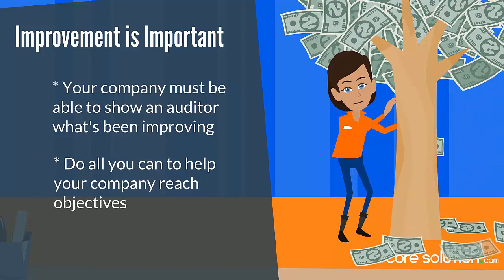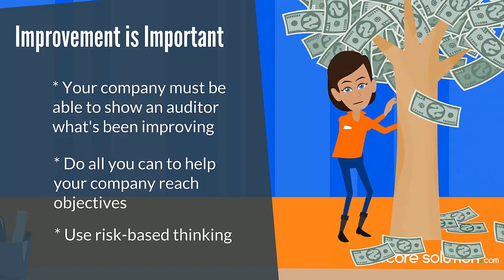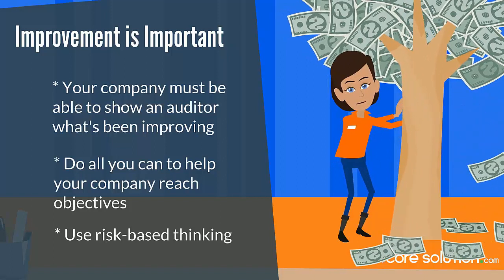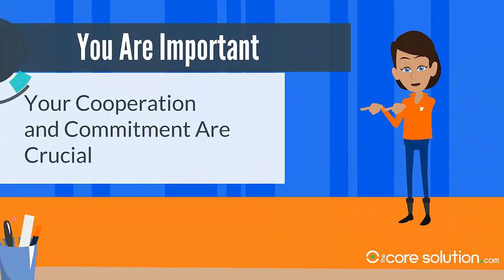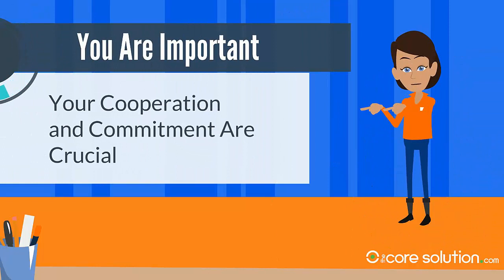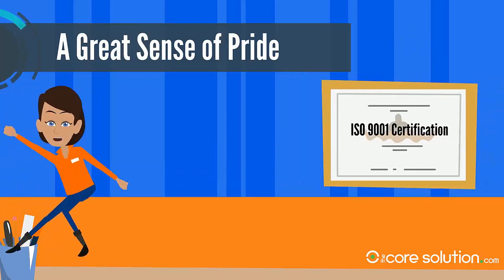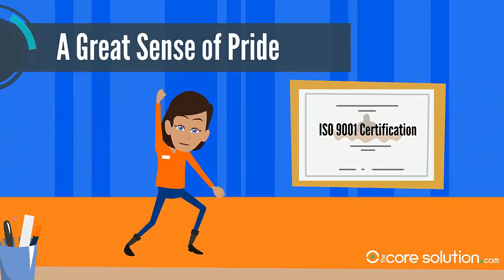Do all you can to help your company reach the objectives that are set for your area. Use risk-based thinking and always be on the lookout for risks or concerns and opportunities for improvement. Make your supervisor, manager, or boss aware of what you have found. Hopefully you understand how important you are in the certification process. Your cooperation and commitment are crucial, and when the certificate is issued and framed in the lobby or other area, you should feel a great sense of pride that you had a part in receiving that.